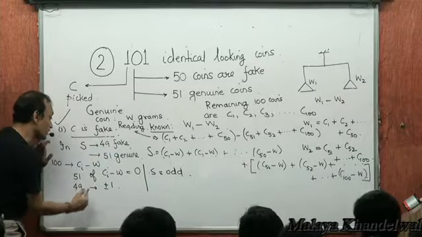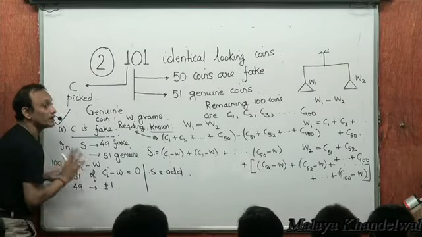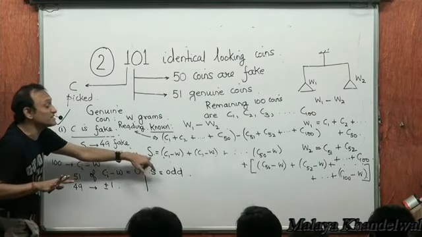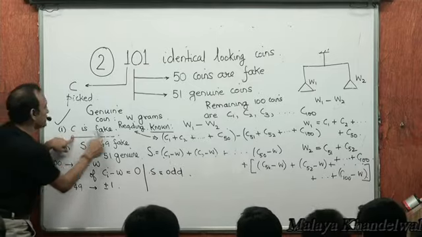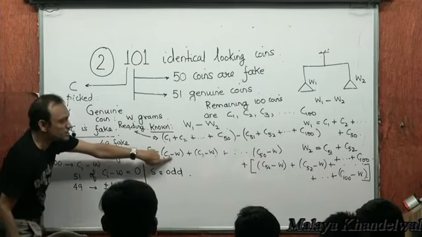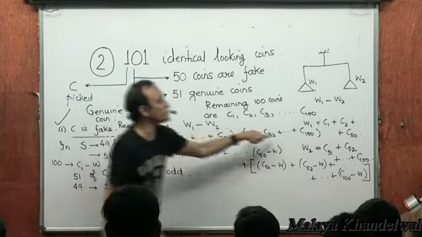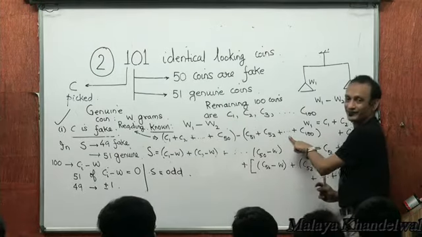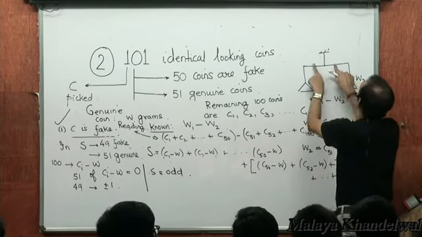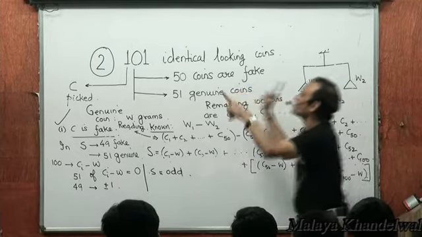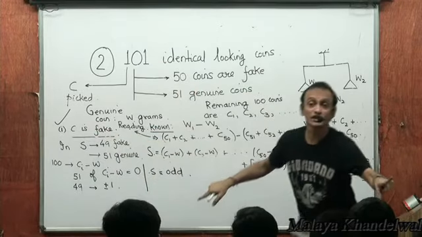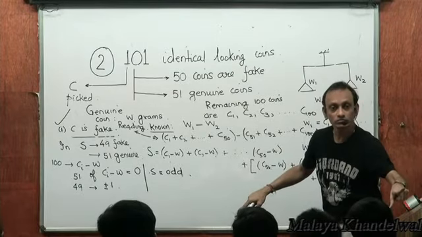That means if the remaining 49 are plus 1 or minus 1, the sum S would be an odd number. That means if C is fake, then this is odd, and then this difference will also be odd. So if the difference exhibited by the scale is an odd number, then you can conclude that the one that you have chosen out is fake. Yes or no?